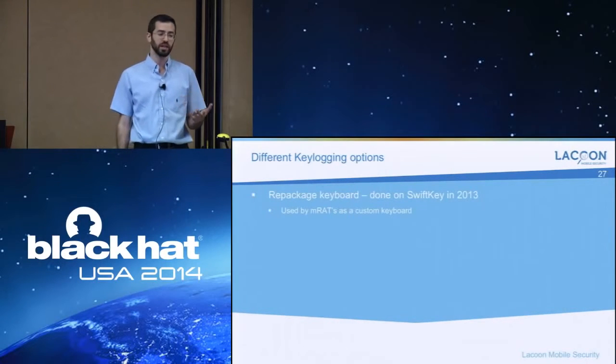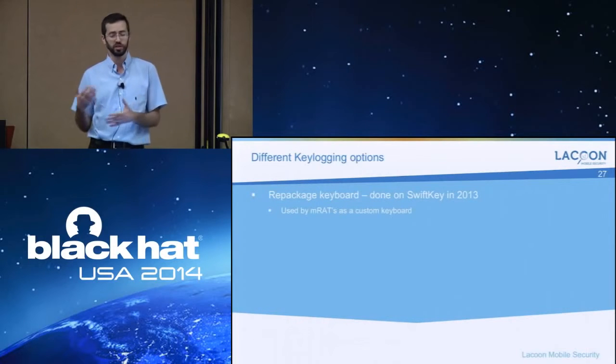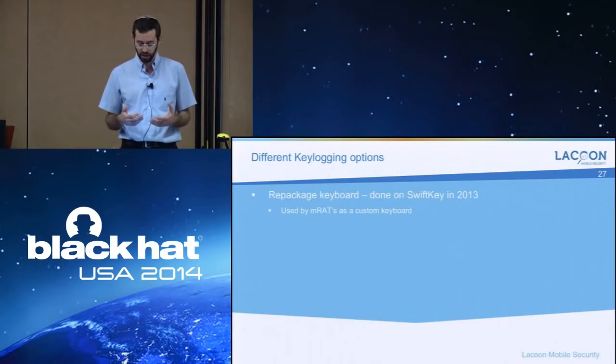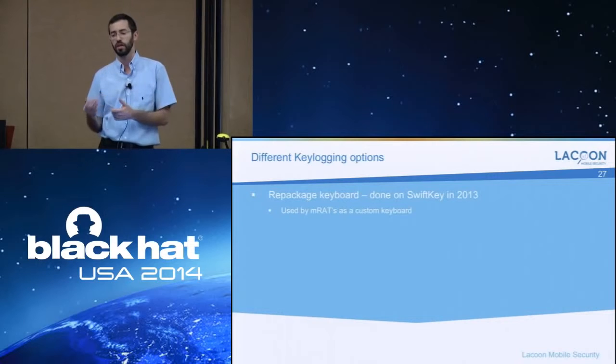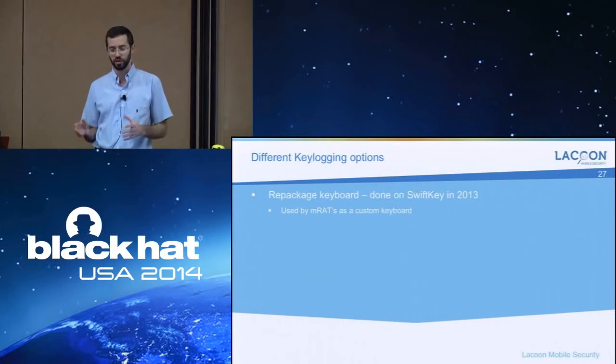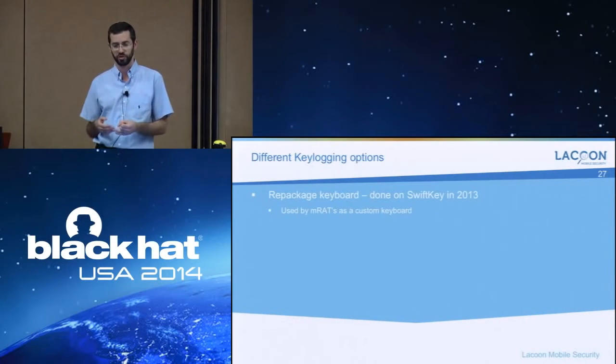The way these MRATs usually do it is that they use some kind of repackaged keyboard. For example, you have a default keyboard which looks very similar to the standard Android or Samsung keyboard, and when you install it, they either set it up if you have a rooted device, or the installer sets it up by changing the default keyboard to be their keyboard. But it doesn't have to be that way.